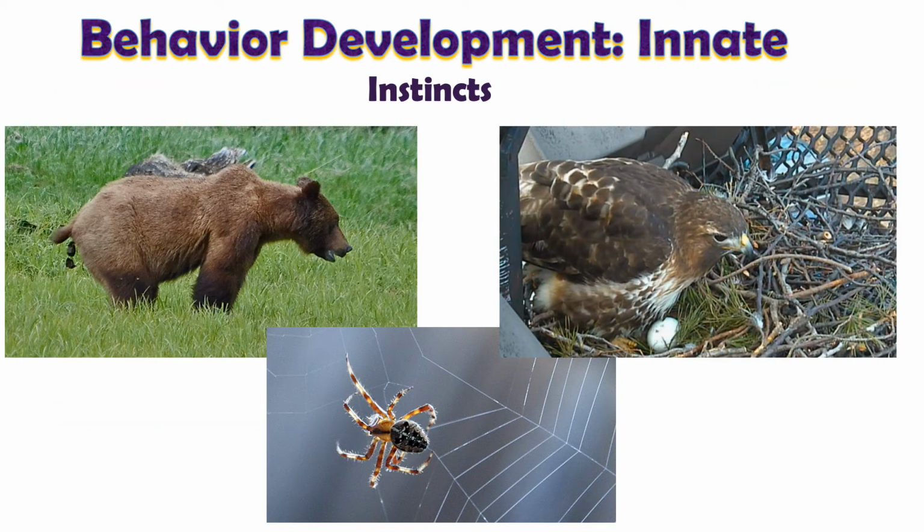Behaviors can be classified by the way they develop. Many behaviors are instincts, meaning the animal has an innate ability to respond to a stimulus with the appropriate behavior. Often, instinctual behaviors are in response to an internal stimulus. A bear is able to urinate, a bird lays eggs, and a spider spins a web even without prior experience.